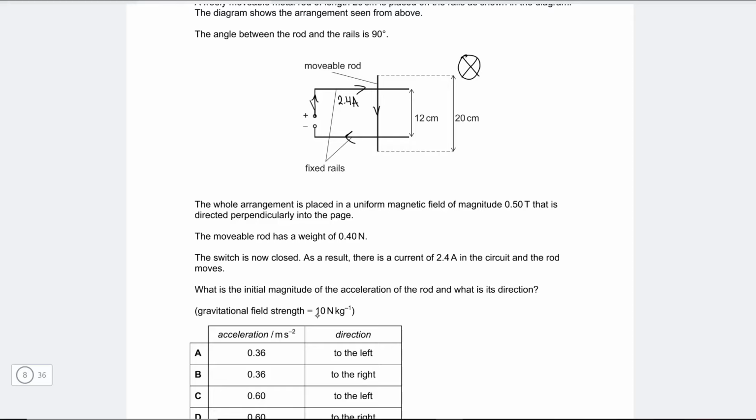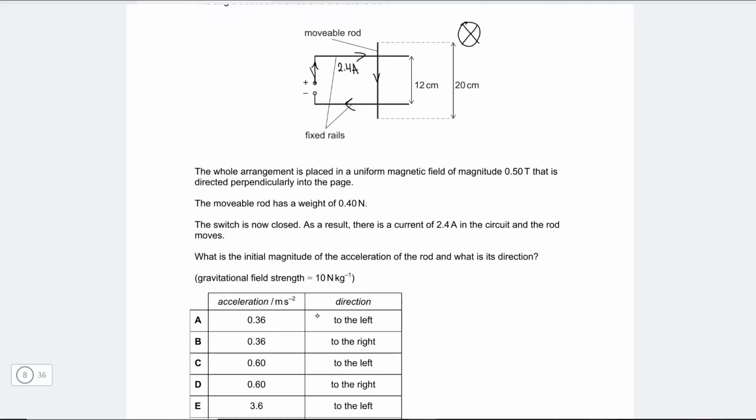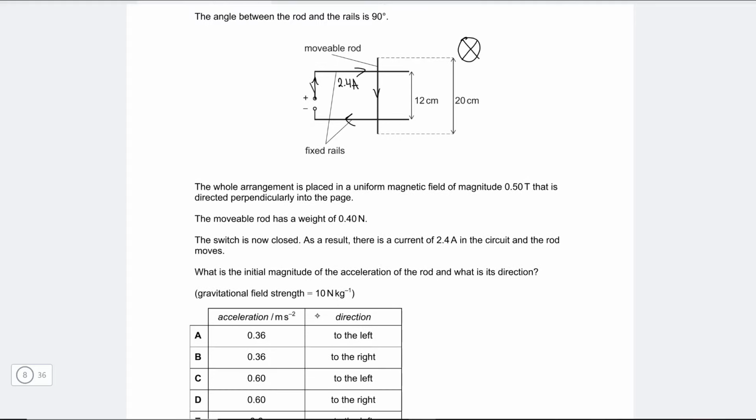What is the initial magnitude of the acceleration of the rod, and what is the direction? Okay, well, this question is all about using F is equal to BIL sine theta. However, I'm just going to use F is equal to BIL because everything is perpendicular.